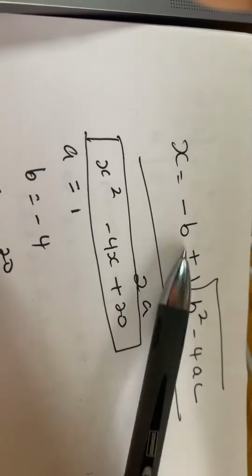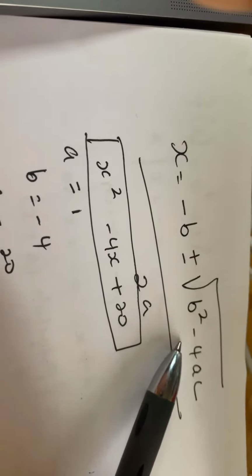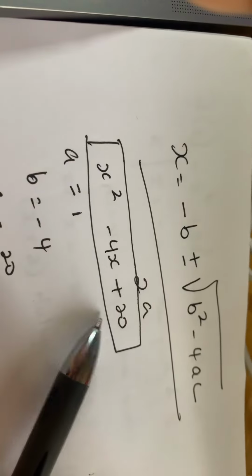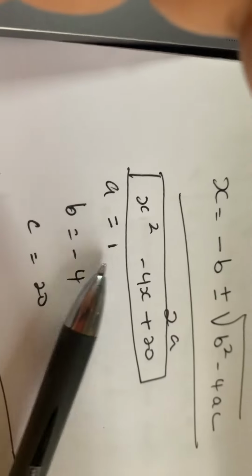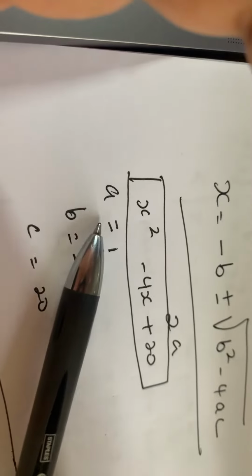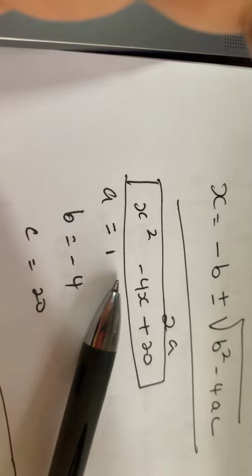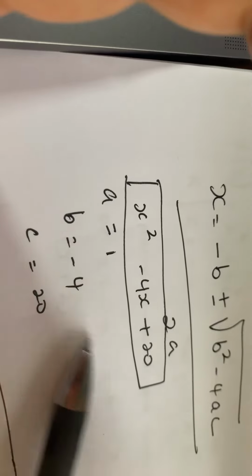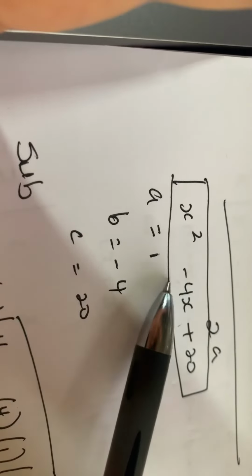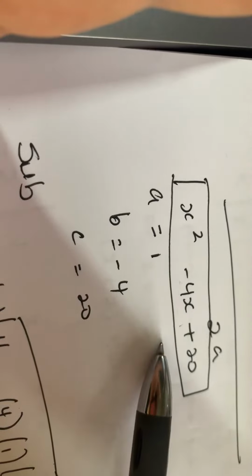So the formula is x equal to negative b plus or minus the square root of b squared minus 4ac, all over 2a, which gives you x squared minus 4x plus 20. Using the different coefficients, a, b, c, we see that for x squared, it's 1, so a is equal to 1. For b, it's minus 4, which is the coefficient of x, and the constant is 20. Remember, when you're doing these things, you need to have the positive or minus sign in front of the numbers.